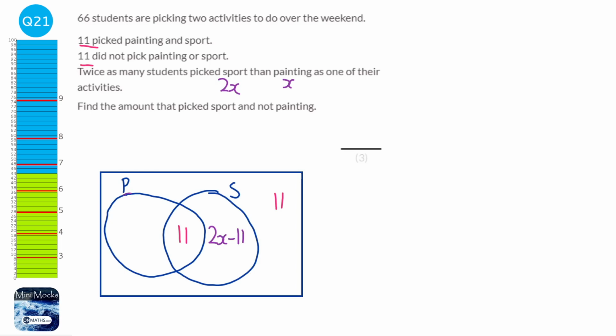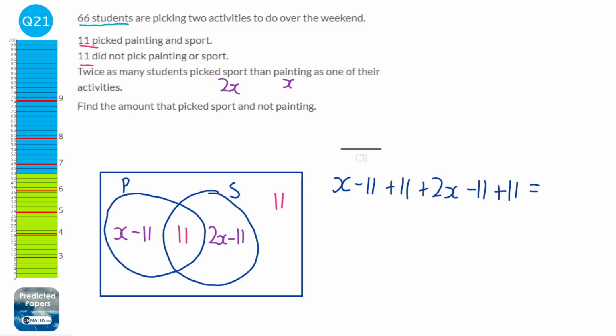And the painting is the same. We know the whole thing is x. So what we're going to do is we're just going to take away the bit we know there, which is the 11, and it will be x minus 11. Now, we know that there are 66 students in total. So what we can do now is add up all of the parts of the Venn diagram and get it equal to 66. So x minus 11 plus 11 plus 2x minus 11 plus 11, and all of that will equal 66. This is going to be some solving, so we're just going to put our lines in.